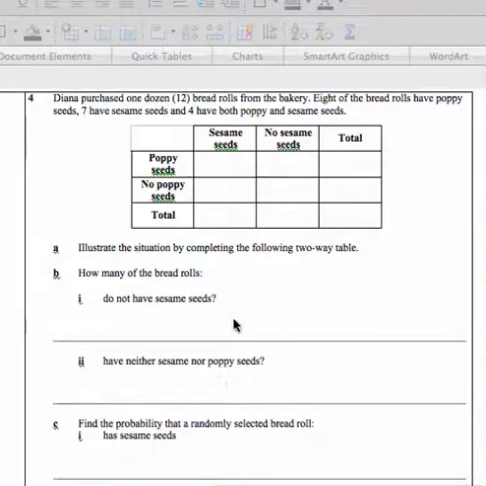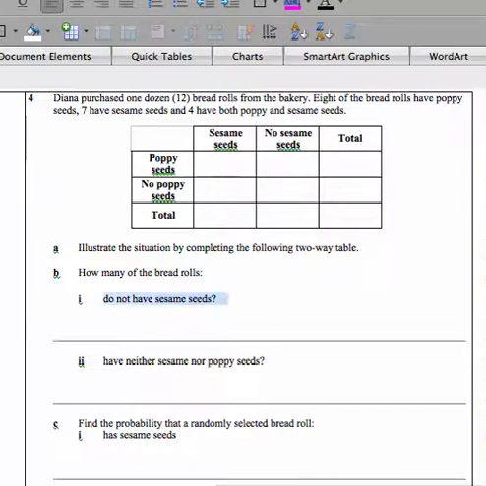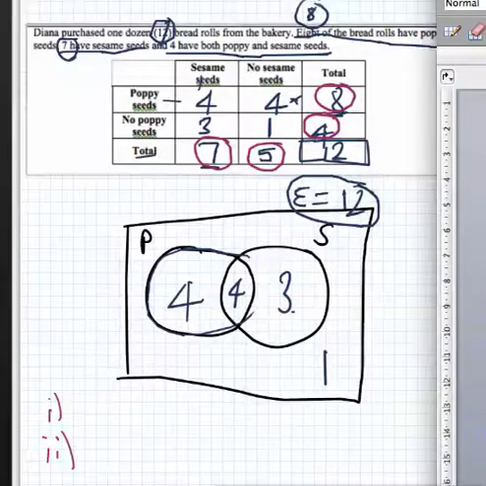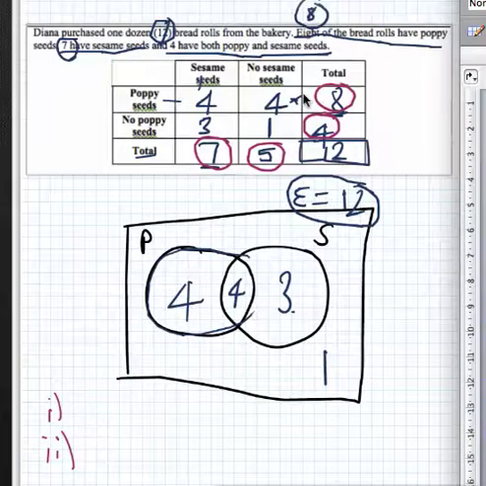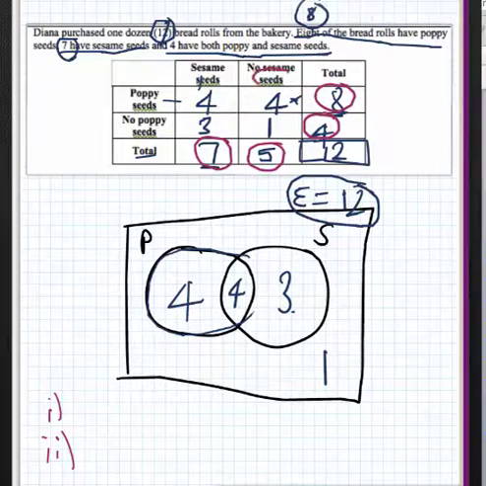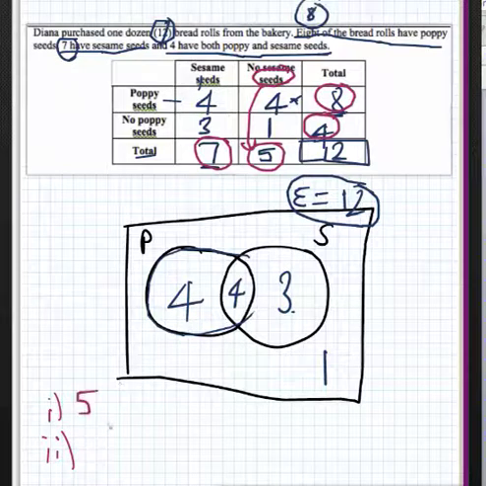The question that this table has come from, the worksheet, the first question says, part B, how many of the bread rolls do not have sesame seeds? This is not a probability, so it won't be a fraction. If we go to our two-way table, no sesame seeds, here it is. We go down, the total is 5. So the first one is simply 5.